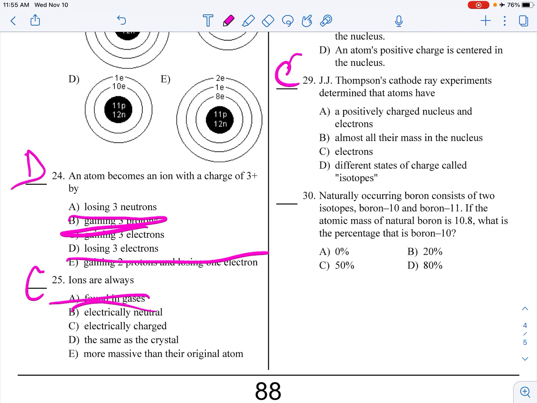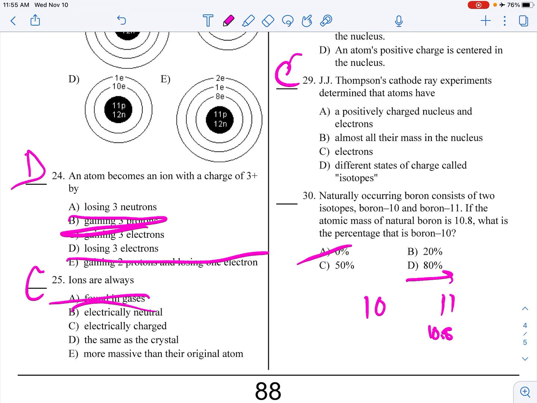And finally, naturally occurring boron consists of 2 isotopes, boron 10 and 11. If the atomic mass of natural boron is 10.8, what is the percentage that's boron 10? So let's see. So atomic mass. Okay, so see how the mass is skewed? So if we've got a 10 and 11, those are our 2 masses. The average is 10.8, which is like here. So it's skewed way more towards the 11 because it's a weighted average.